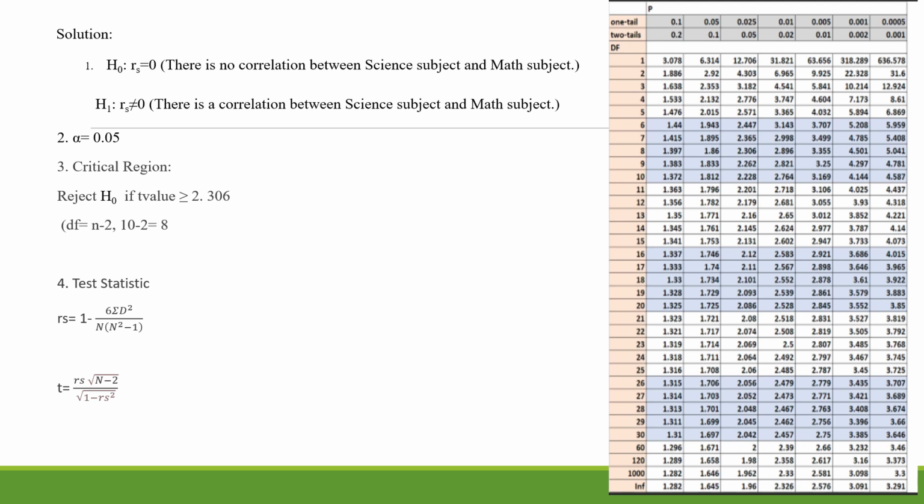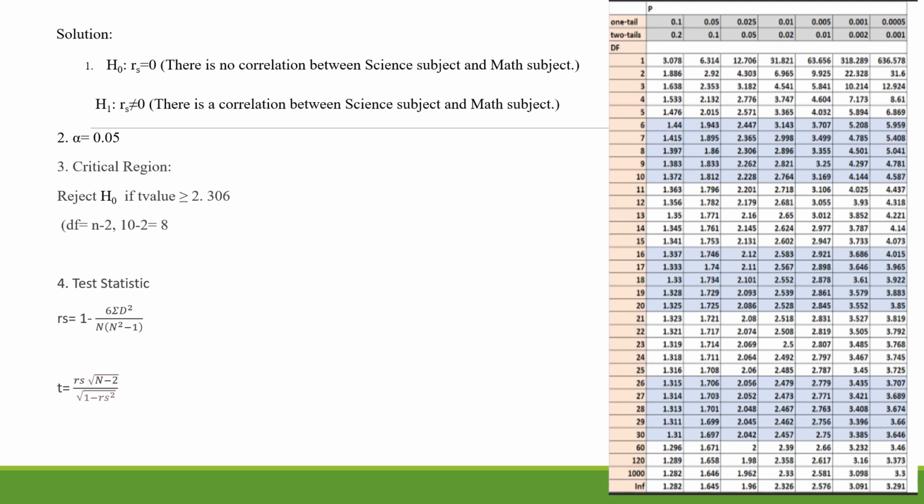And then we will use the 0.05. So we will look that up in our table. We have here 0.05. This one is two-tailed, so we have 0.05, and then on our DF we have 8. So we can see here we have 2.306. That is why we reject H0 if the t-value is greater than or equal to 2.306.